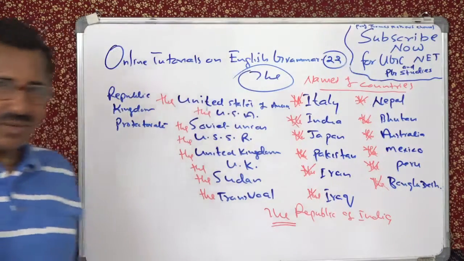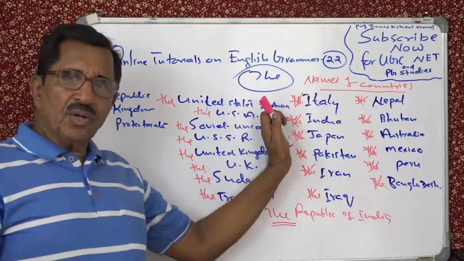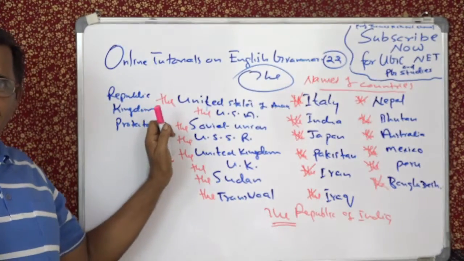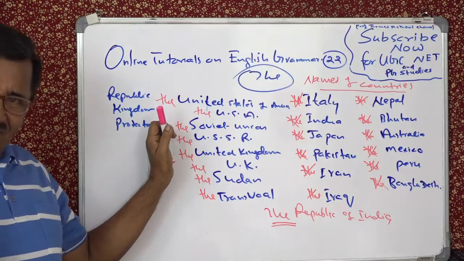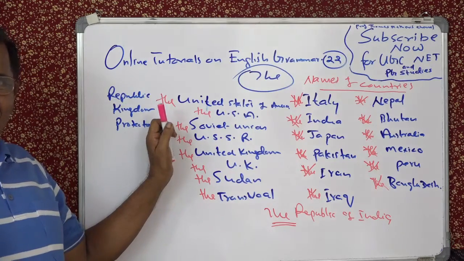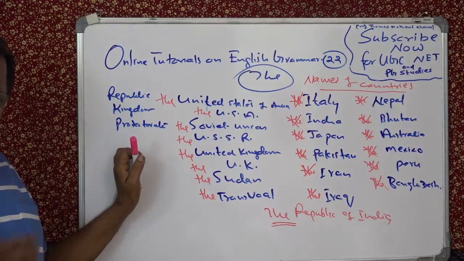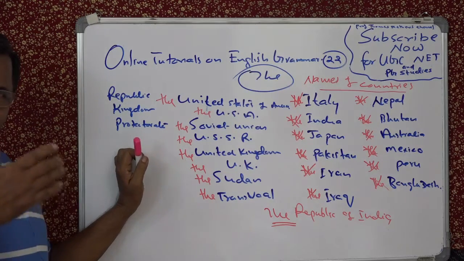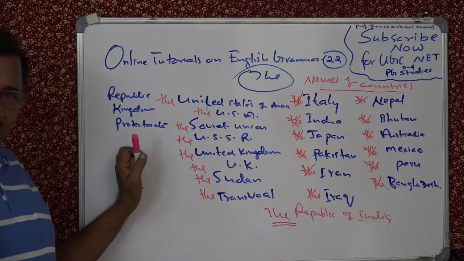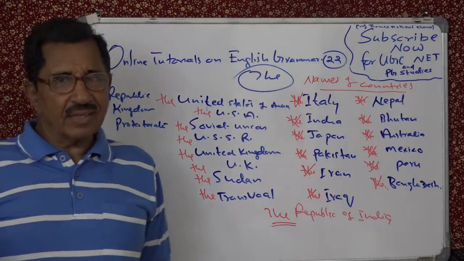So today we have discussed only just one point, as in every class. First, do not use the with names of countries. Second, use the with names of countries when the names suggest that they are made up of small units like USSR, USA and so on. And when before the name of a country you use kingdom, republic or protectorate, then in that case you have to use the. I think it is clear.